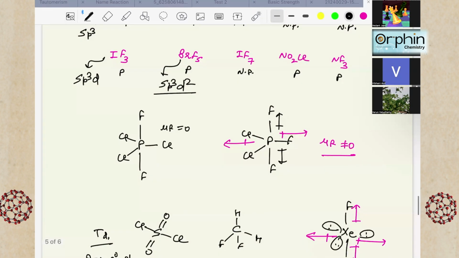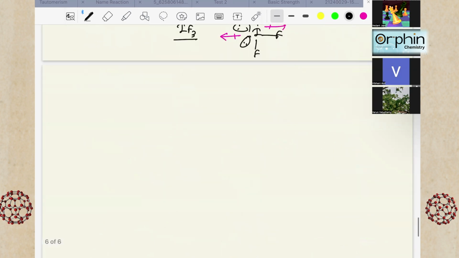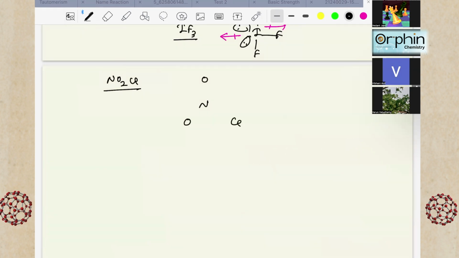NO2Cl. What is the hybridization of nitrogen? 5 plus 1, 6 divided by 2, 3. 3 means sp2. So it is sp2 hybridized. So if we want to find NO2Cl, nitrogen will be the central atom here, right? And there are 2 oxygens and 1 chlorine. So with chlorine, there will be 1 bond formed, and with one oxygen there will be a double bond, and with 1 oxygen there will be a coordinate bond.